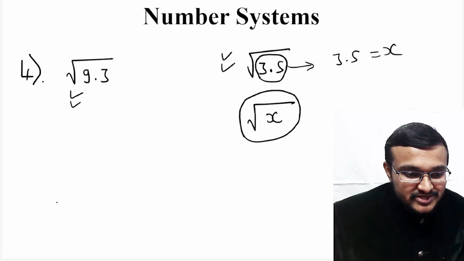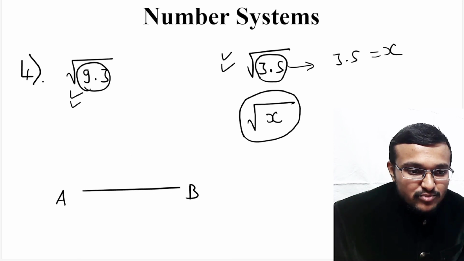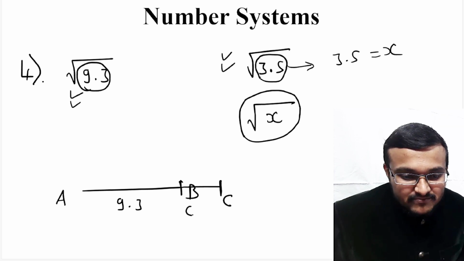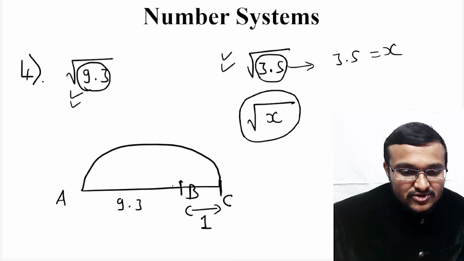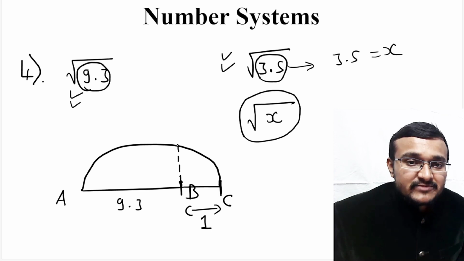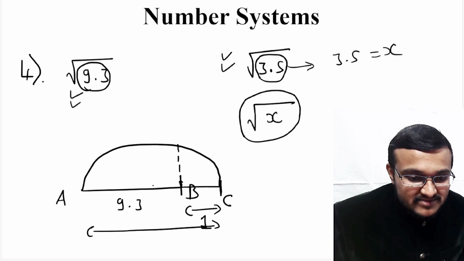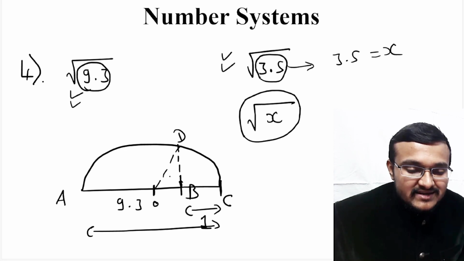The simple thing you should do is draw a line AB which has length 9.3. From this B you can extend up to C, and this B to C you can consider as 1 unit. Then you can draw a semicircle like this, and draw a perpendicular line to this AC starting from B, intersecting the semicircle's circumference. Now consider the center point of the entire length AC, which will be somewhere here, and call this O, and call the intersection point D. Connect OD, and you get a right angle triangle.